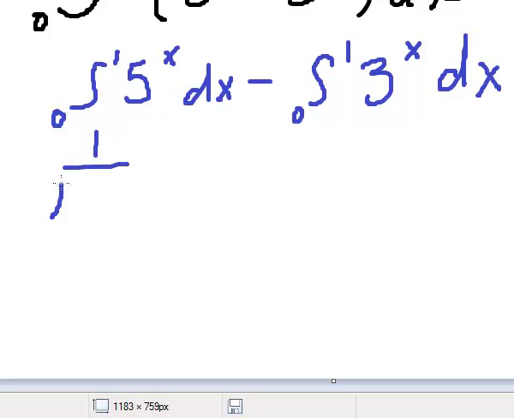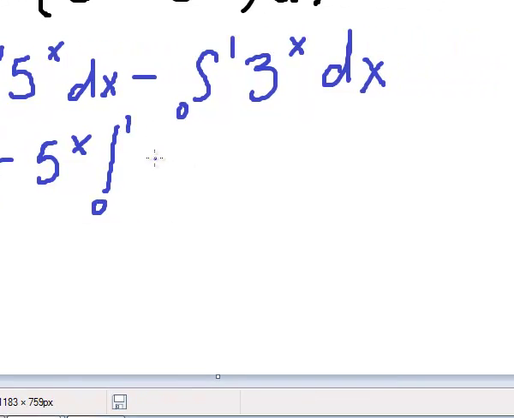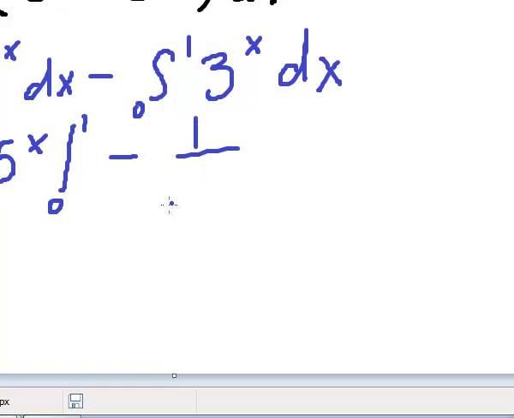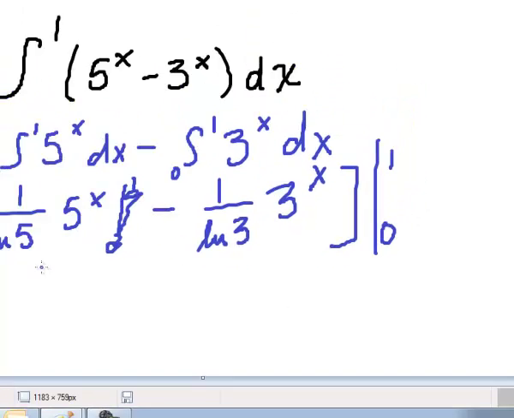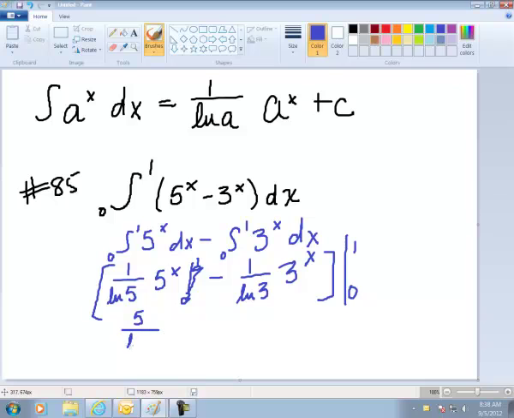It's going to be 1 over natural log 5 times 5 to the x, and I need to evaluate that at 0 and 1. And then I'm subtracting the same thing, 1 over natural log 3 times 3 to the x. And then I guess I should really write this: I'm going to evaluate this whole thing at 1 and 0. So first I'm going to plug in my 1. If I plug in 1, I get a 5 here. So this becomes 5 over natural log 5. And then I'm going to subtract. If I put a 1 in, I get a 3 here. So this is going to be 3 over natural log 3.